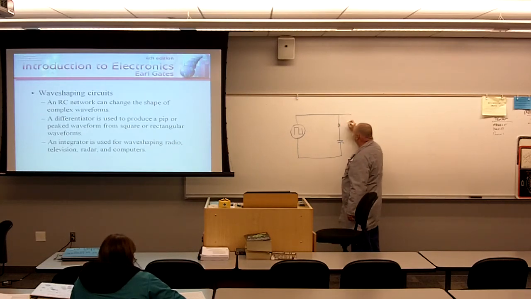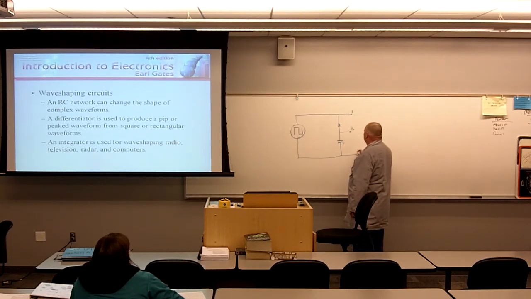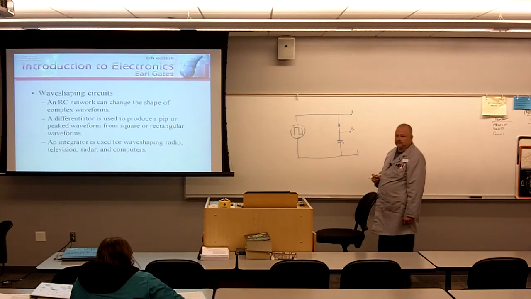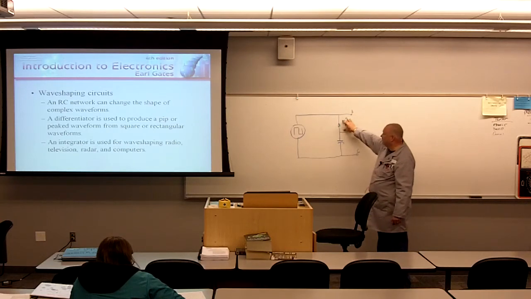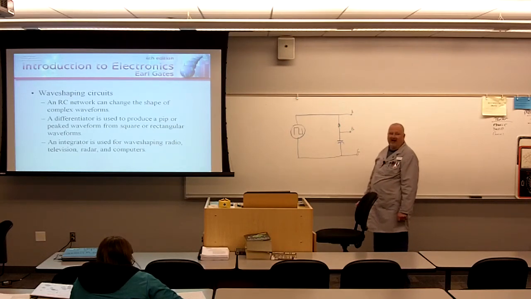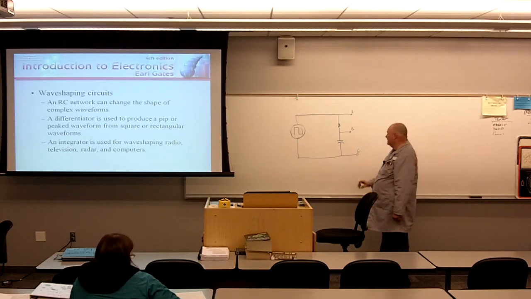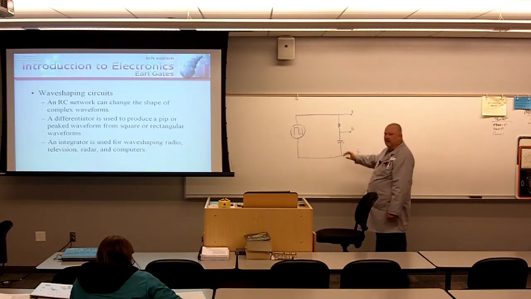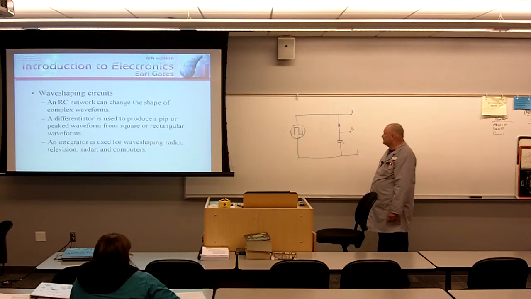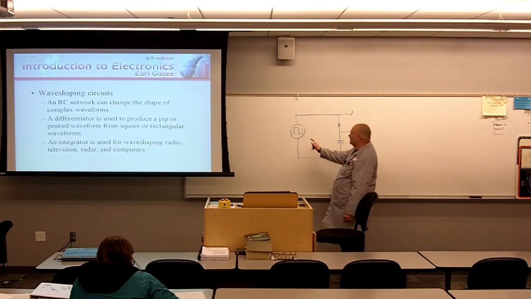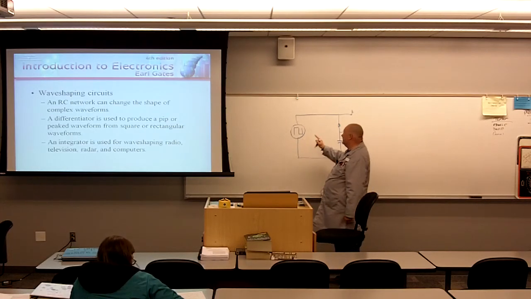So here, terminal A, terminal B, terminal C. If I take an output across A and B, I'm taking the output across the resistor. If I take an output across B and C, I'm taking the voltage across the capacitor. Make sense? Okay. Now, let's take a closer look at what we're putting into the circuit.